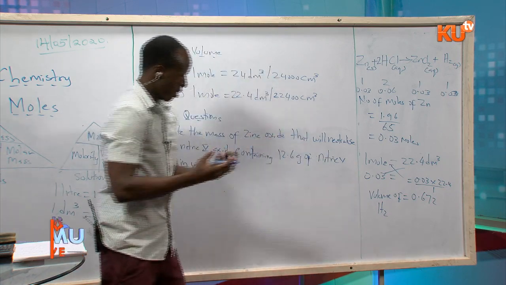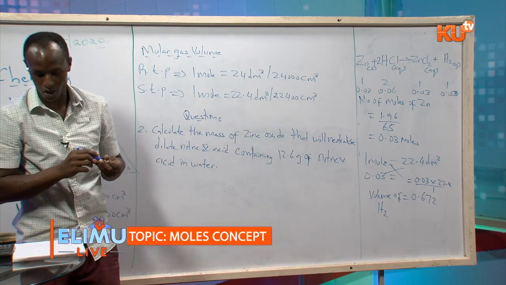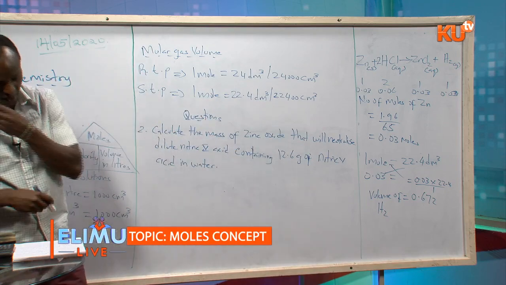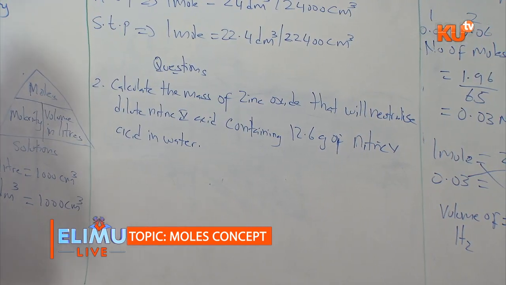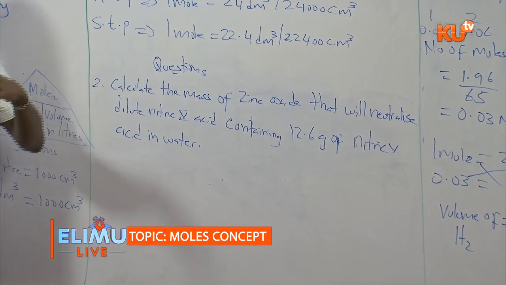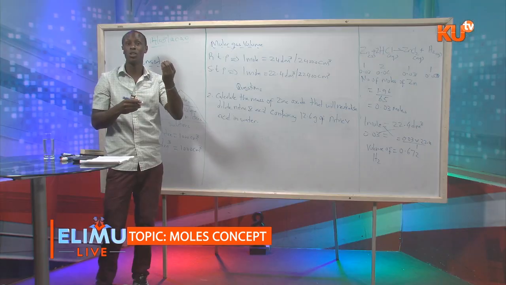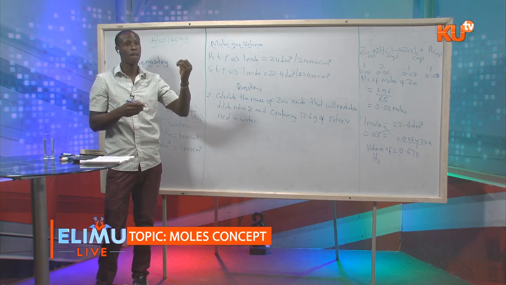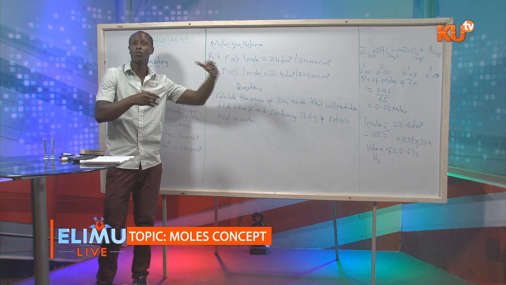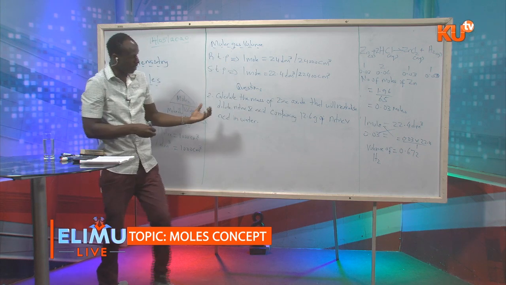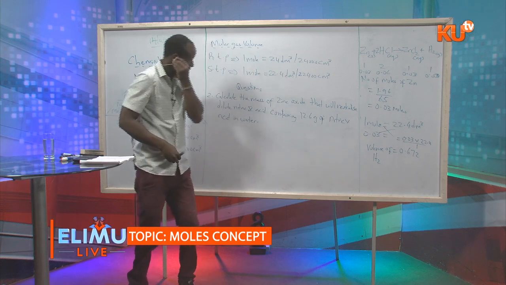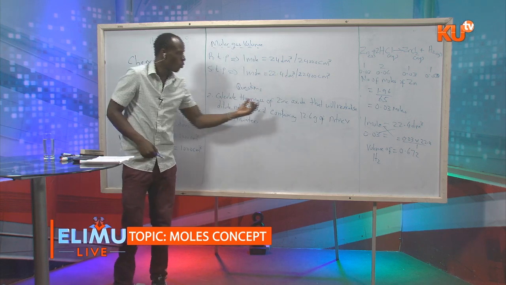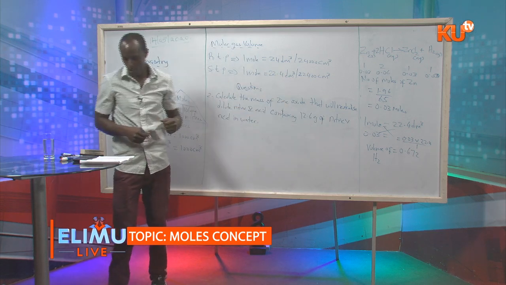So just to analyze or explain the question, because the first step is usually to understand the question. First, the reaction is a neutralization reaction. Usually acids exist in solid form, so for you to make it a solution, you dissolve it in water. So 12.6 grams of nitric acid are dissolved in water. They want to know what mass of zinc oxide will neutralize it.